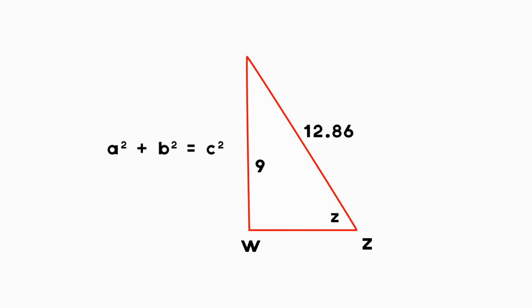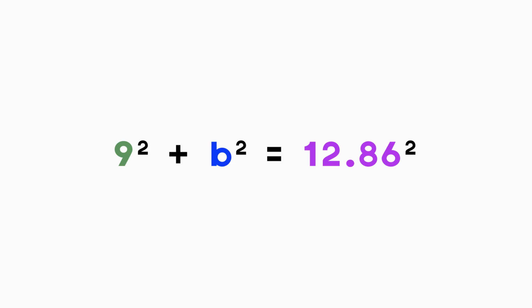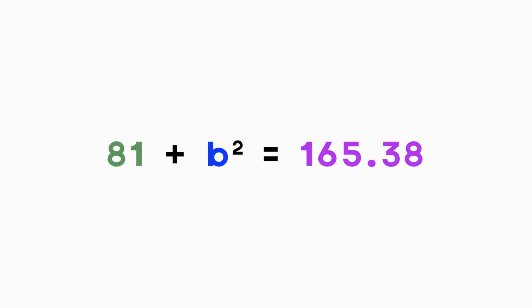The magic of the Pythagorean theorem. We know the value of A, we know the value of C, so all we have to do is solve for B, and we'll know how long WZ is. Remember that the original problem told us to find the answer to the nearest tenth of a unit.